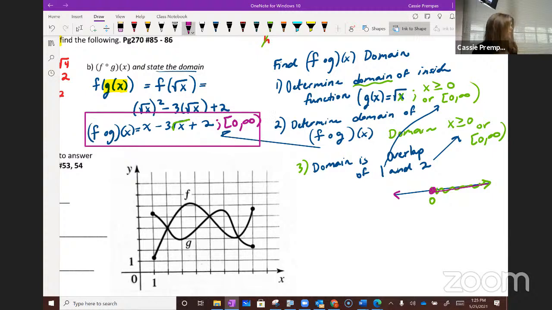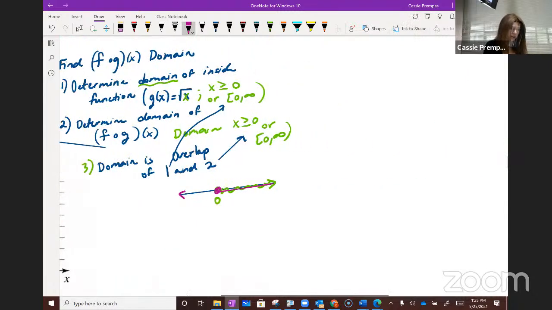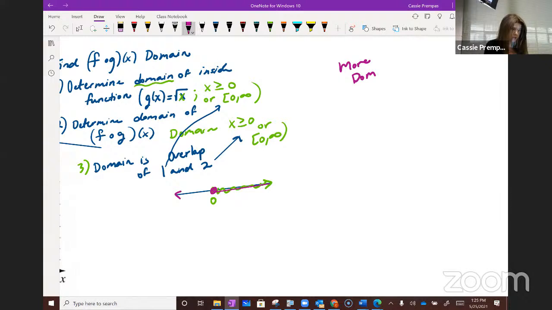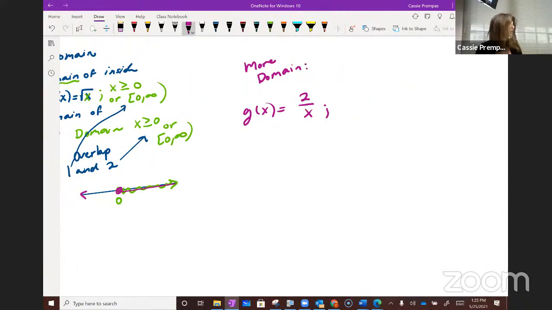How do you find a domain if it's not a root? If it's not a root, you want to look at some more domains. Yeah, if I had something like g of x equals 2 over x, do you guys remember what we can't have? You can't have a 0 in the denominator, right? So here, x just couldn't equal 0. So our domain would look like everything from negative infinity to 0, union with 0 to infinity. Those are the two main places to look for restrictions. So that's another example of a domain situation.